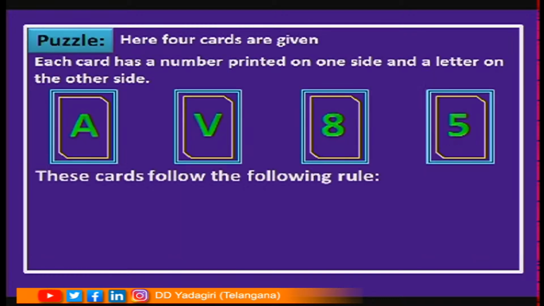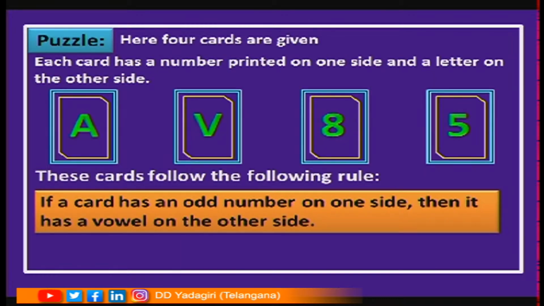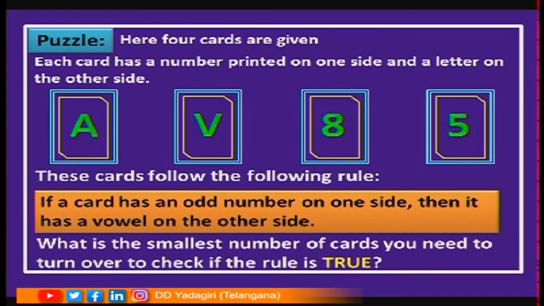Now, let us see the condition. If a card has an odd number on one side, then it has a vowel on the other side. So, this is the condition given to us. Then what is it that we need to do here? Yes, what is the smallest number of cards you need to turn over to check if the rule is true or not? That means, there are 4 cards.